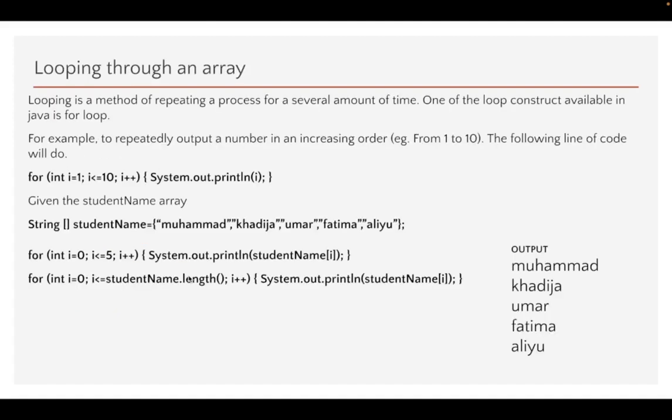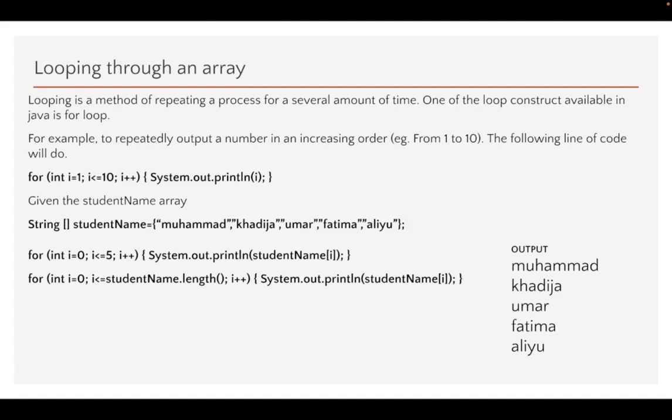So the next section is looping through an array. How can we loop through the elements within our array? To begin with, what is a loop? I think we covered the concept of a loop, right? Well, a loop is simply a method of repeating a process a fixed number of times. One of the loop constructs that we know of is the for loop.